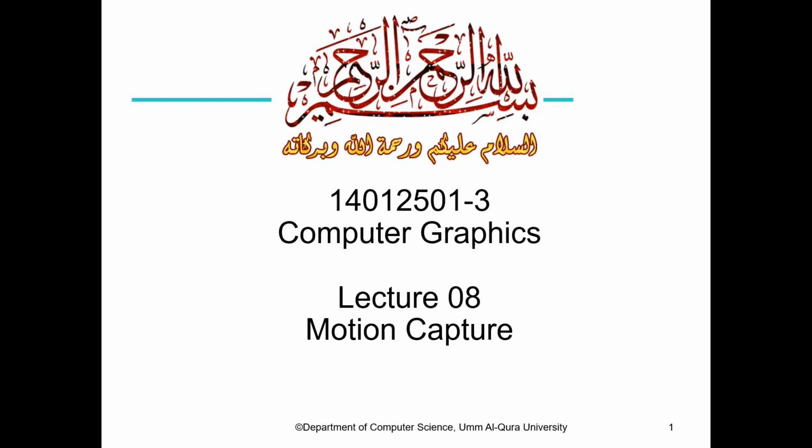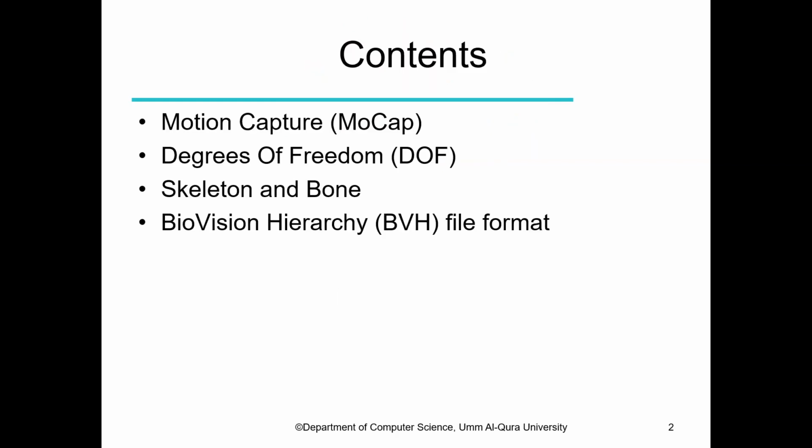Let's see the content of this lecture. We will discuss how motion capture data is recorded, and then some technical terms used to describe motion capture data, for example, the degrees of freedom, the skeleton and the bone, because I said that we can apply the motion capture data to cartoon characters or other animated characters, and these characters have a skeleton and bones. Then finally we are going to discuss the BioVision Hierarchy BVH file format.